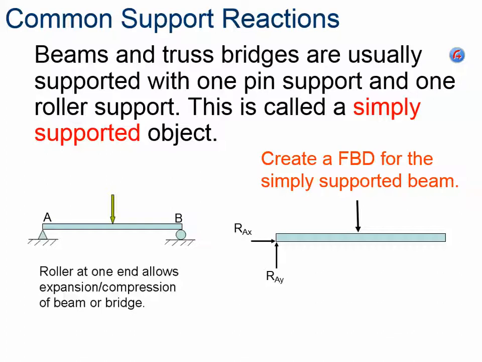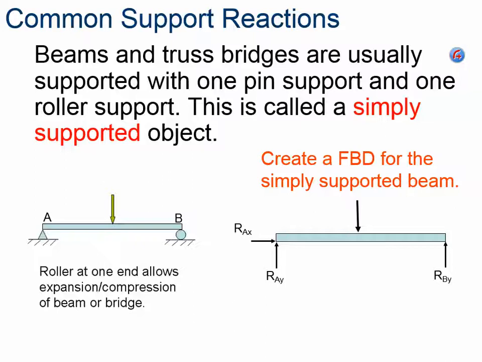RAY. Now on the other end, we've also got a roller support. How many forces would be reacting at a roller support? The answer is just one. In this case, the roller support is horizontal, so we get a vertical reaction force.